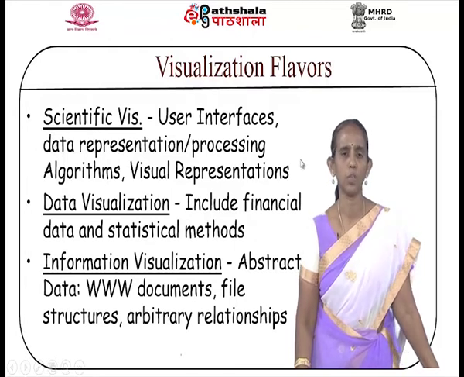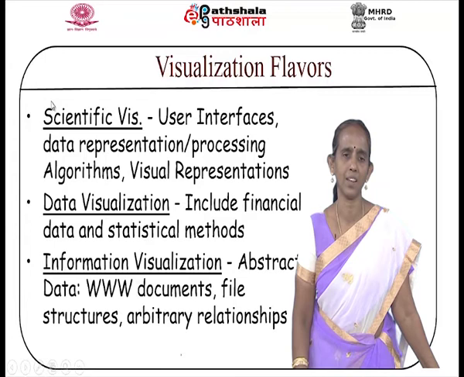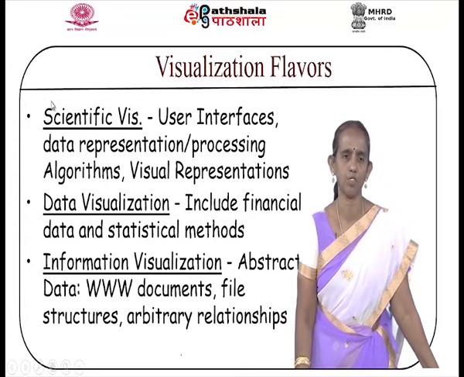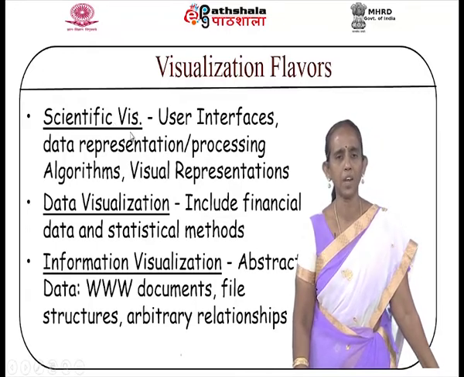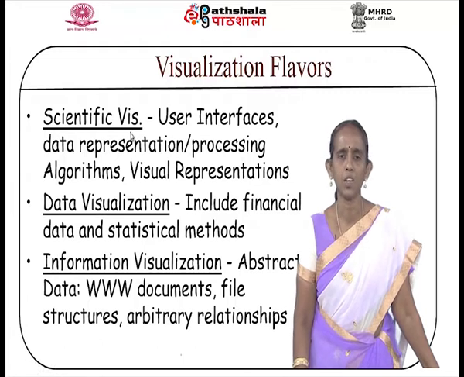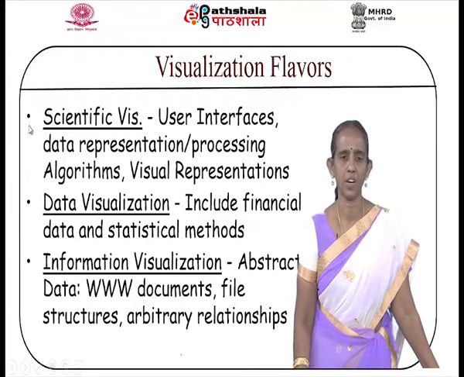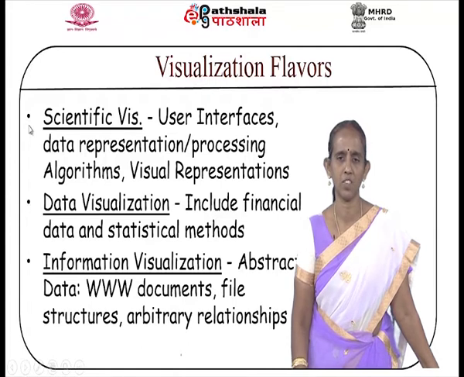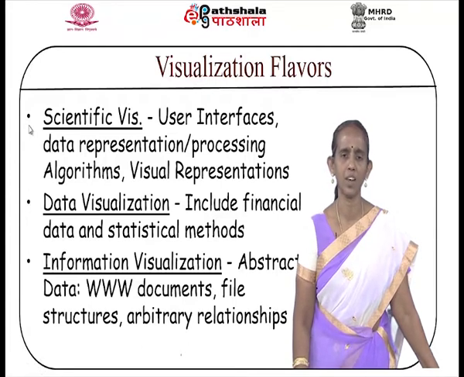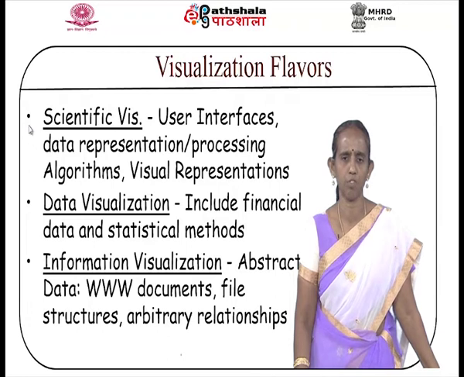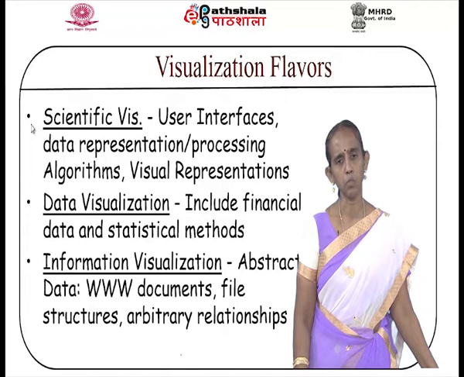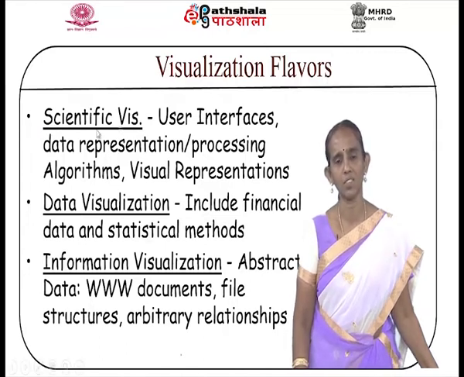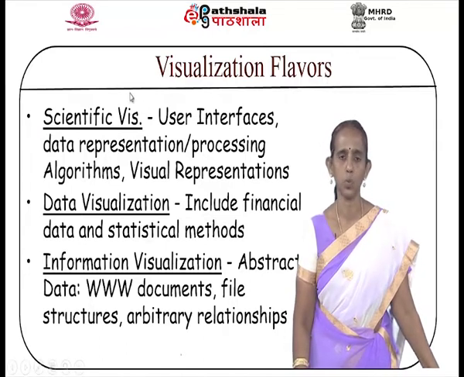The data that we use for scientific visualization is data that we receive from certain kinds of scientific experiments that are being conducted. So in scientific visualization, we have lots of numerical or experimental data, wherein we apply data representation or processing techniques or algorithms to convert these data into certain visual representative formats, and we create user interfaces so that the end user can interact with these data sets or with the visual structures.